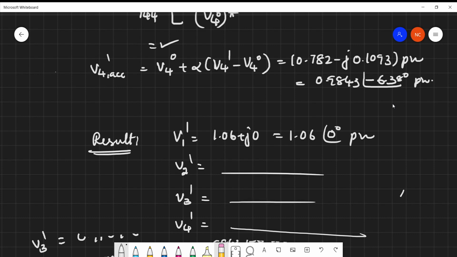In this way, you can complete the Gauss Seidel method calculation for the first iteration. Okay, so I hope you understand.